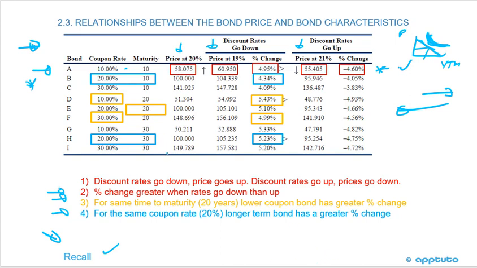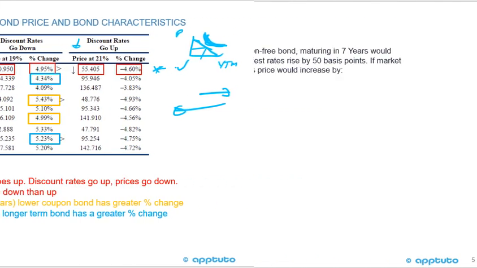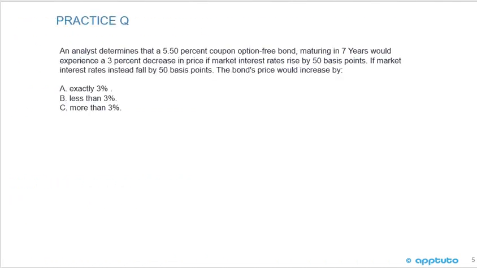But the shape of the curve has to do with bond A here, that as rates go down, you've got a bigger percentage change than when rates go up, because the price yield is a curve. Let's do a quick practice question here to check our understanding.